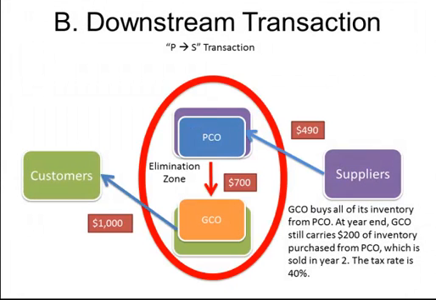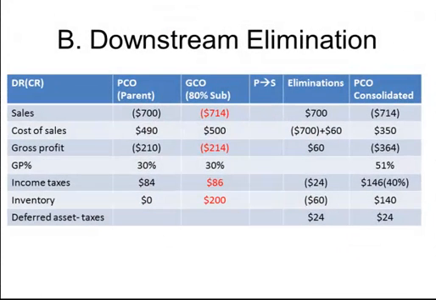Scenario B is the same as Scenario A, except notice that GCO is still holding $200 of inventory at the reporting date. Let's track the relevant accounts to consolidate these transactions. Egads, where did these numbers come from? Well, the Parent Corporation column hasn't changed from Scenario A. Let's start at the bottom of the GCO column and work our way up.